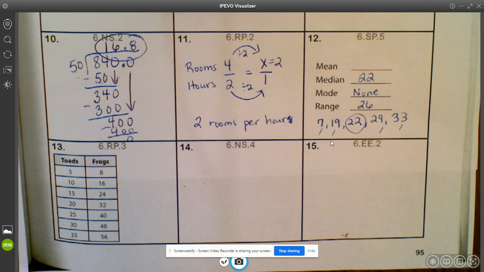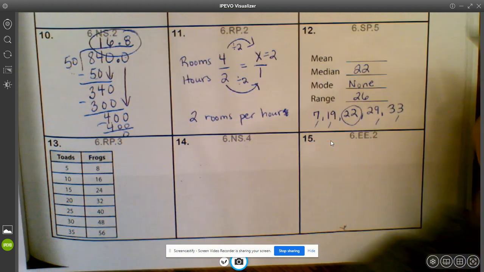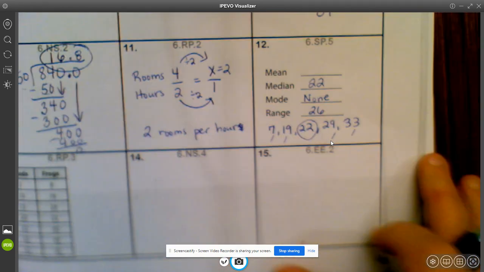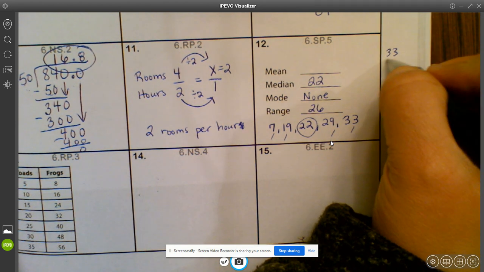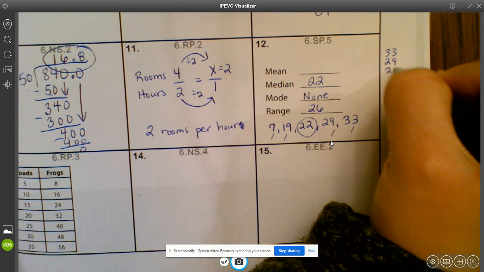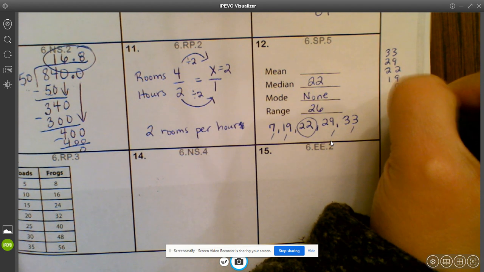Now the problem that you have to do the most work on, if you have a calculator, you can use your calculator. To find the mean, you're going to add all of your data points together. So we would have to add, I'll do that over here on the side, 33, 29, 22, 19, and 7.